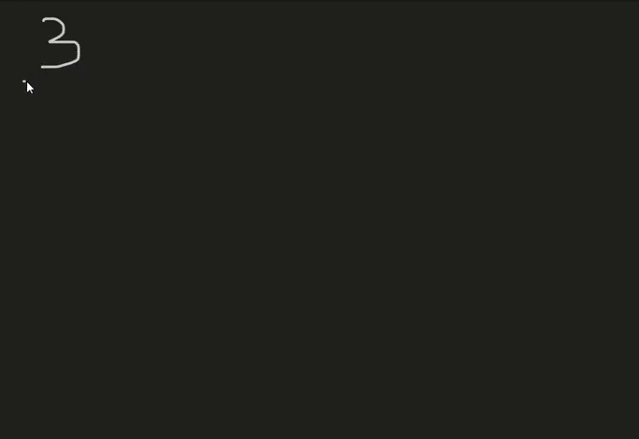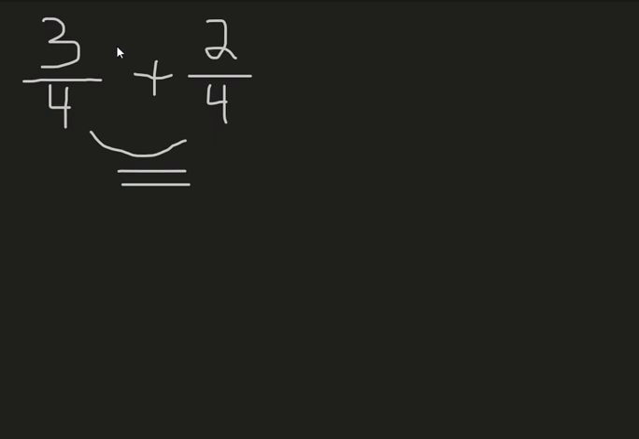3 over 4 plus 2 over 4. This is easy as the denominators are the same. So we just need to add the numerators. So 3 plus 2 is 5. And the denominator stays the same.